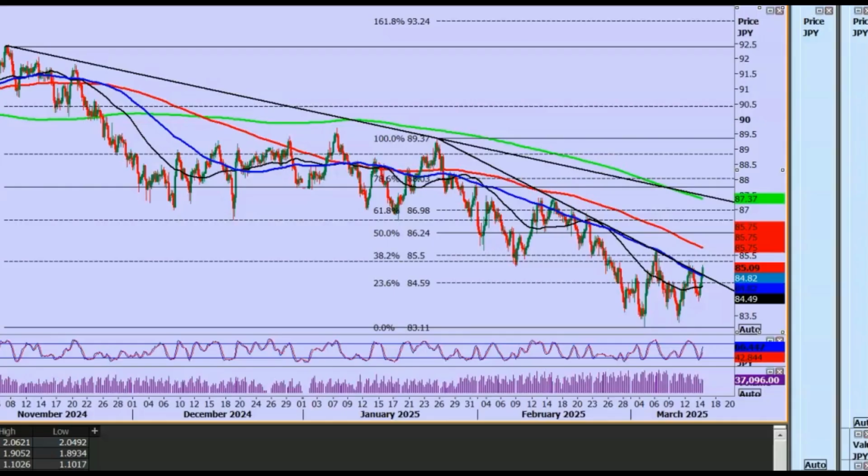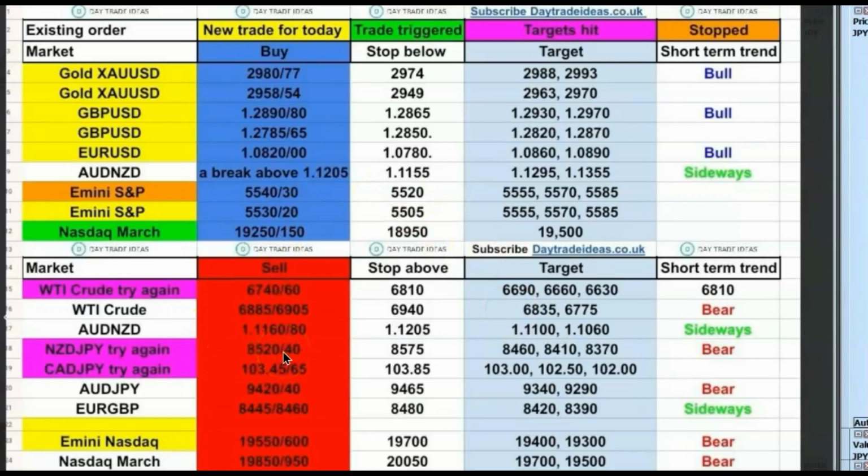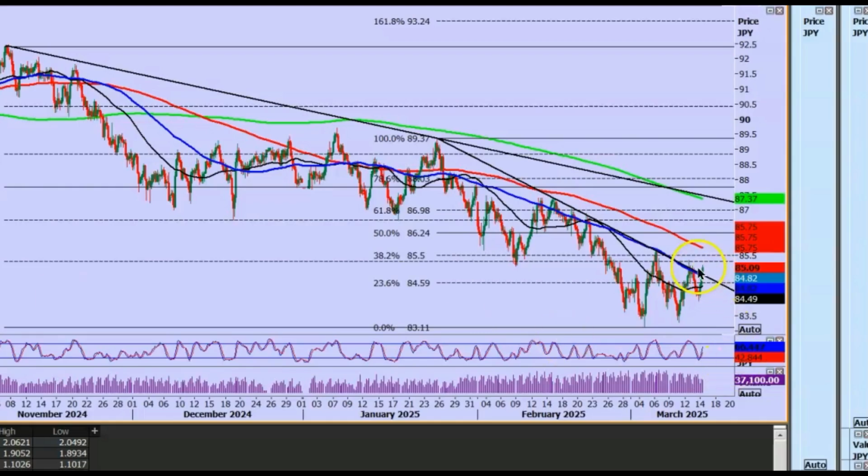New Zealand dollar, Japanese yen, nice resistance around the 85.5 area, 85.20, 85.40 was my sell level during the week. We got there and reversed. That trade worked quite well. I would try it again. We managed to peak above that trend line in the 100 period moving average there on the 4-hour chart.